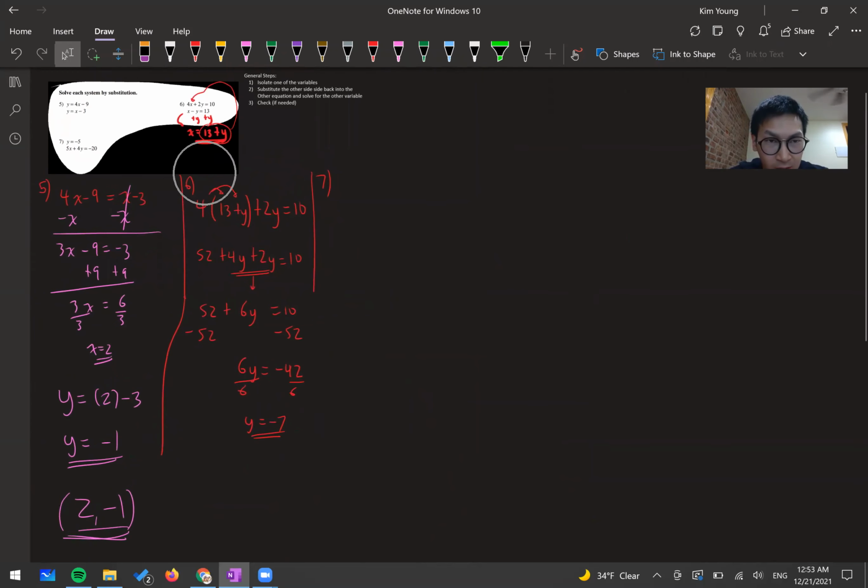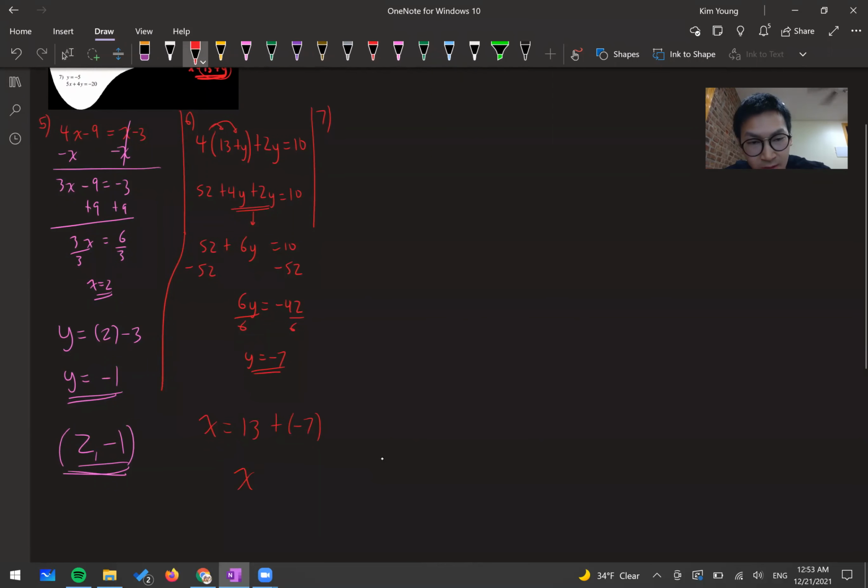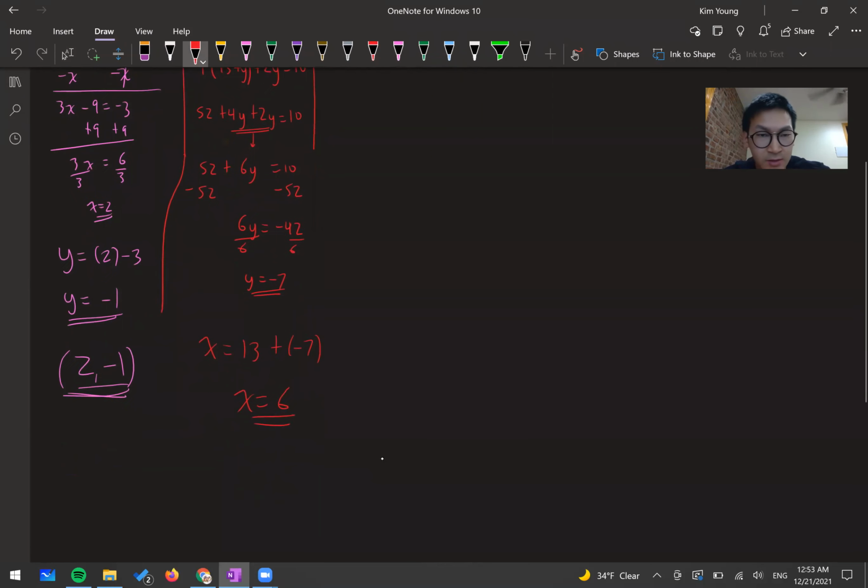So here, I'm going to plug it in here, x equals 13 plus y, and solve for x. So here, x is equal to 13 plus negative 7. In other words, 13 minus 7. In other words, x is equal to 6. So that means the solution to this one is going to be 6 comma negative 7.